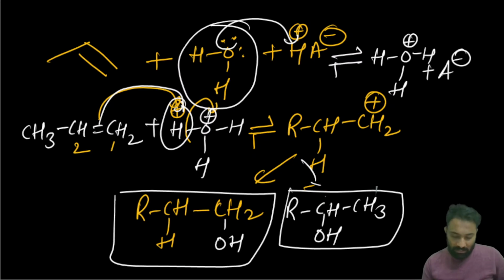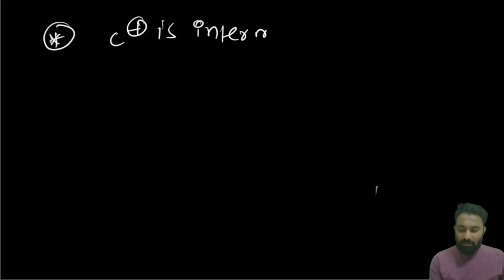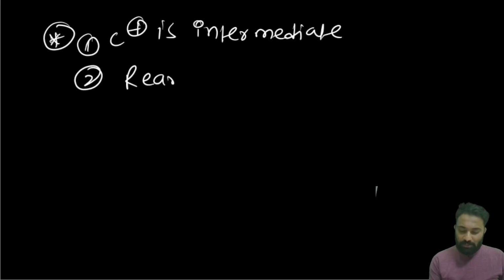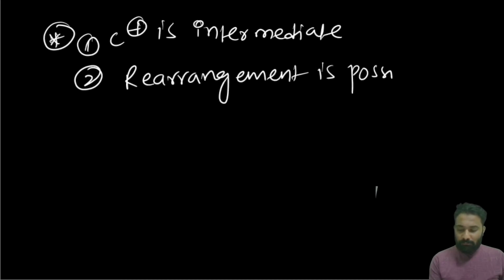Done. Now what are the key points for this reaction? First key point: carbocation is an intermediate. Second key point: rearrangement is possible.